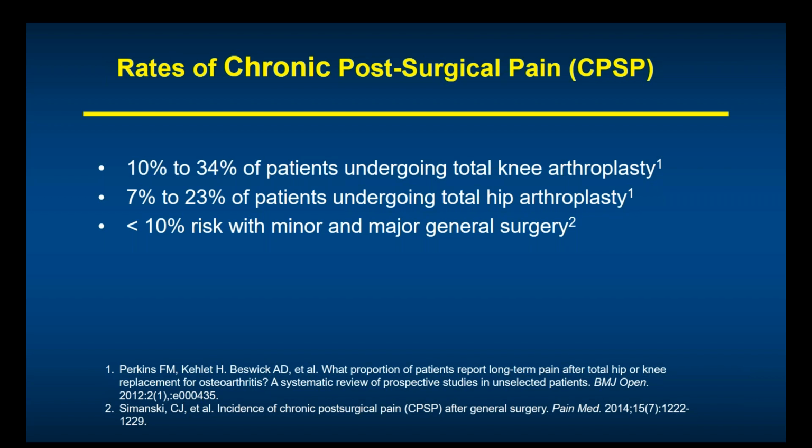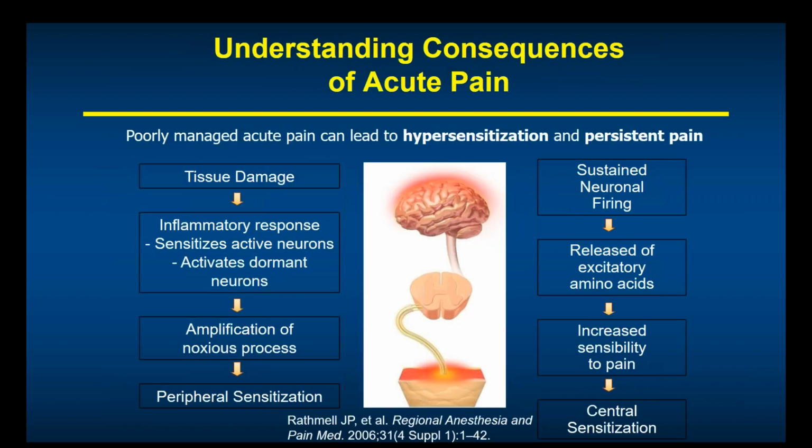Now, how exactly does acute pain go to chronic pain? Well, the mechanism and cascade of events are extremely complex, but this is a simple depiction of what happens. First of all, there's tissue damage. Then there's an inflammatory response. In the periphery, there are sensitized active neurons. There are neurons that weren't active and were dormant that now get recruited into an active state.